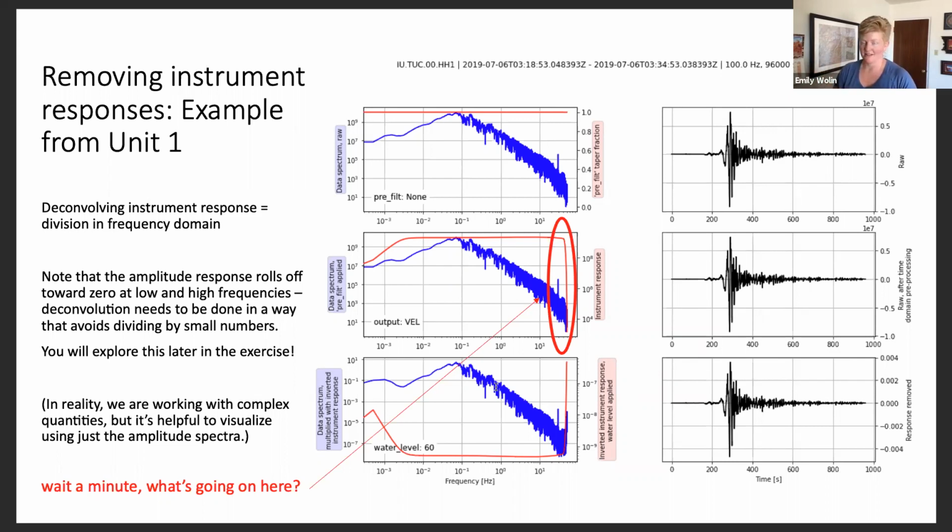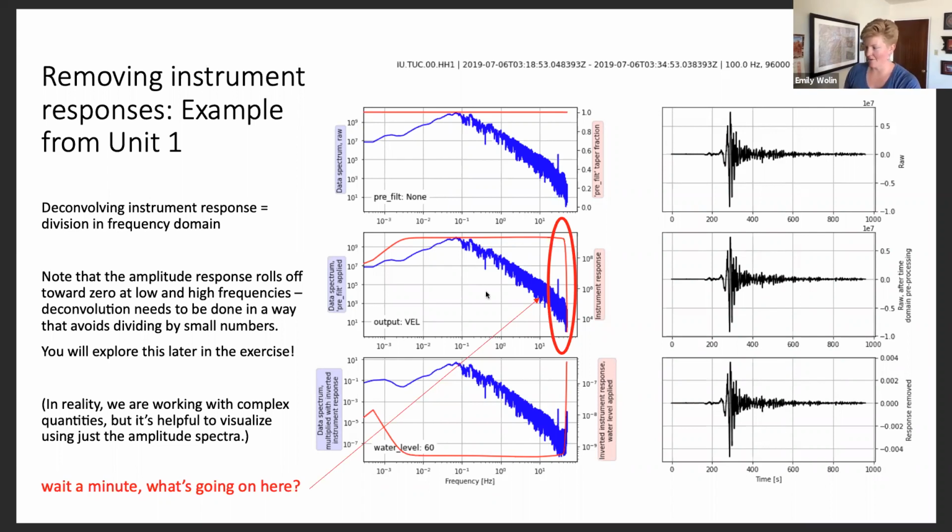Deconvolving the instrument response is division in the frequency domain. So on the right side of the screen here, we have our time series. On the left side, we have an amplitude spectrum, right? So this is amplitude versus frequency. And here's what the raw spectrum of our data looks like in blue before we do any deconvolution.